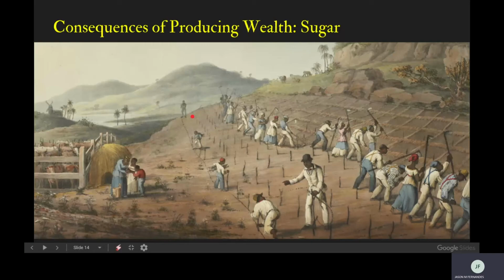So we'll look at a couple of the consequences of producing wealth here, right? And we'll use two examples. We'll use sugar and we'll use silver. If you remember, we talked about both of those in class. You can always go back and look at your documents and your resources on that too, to kind of supplement what we're looking at here today. Okay?